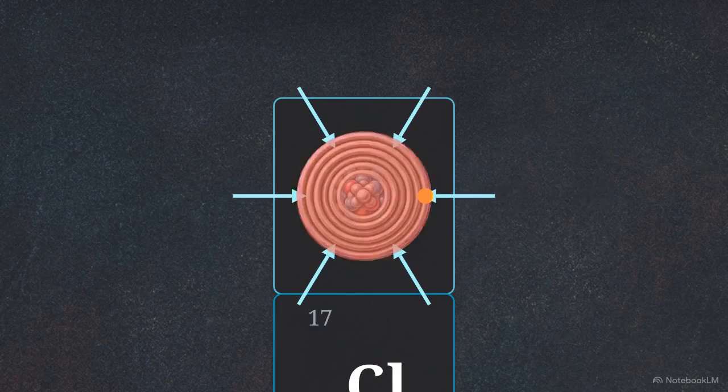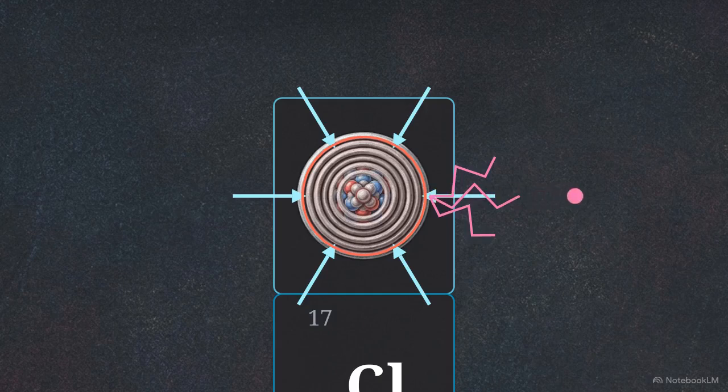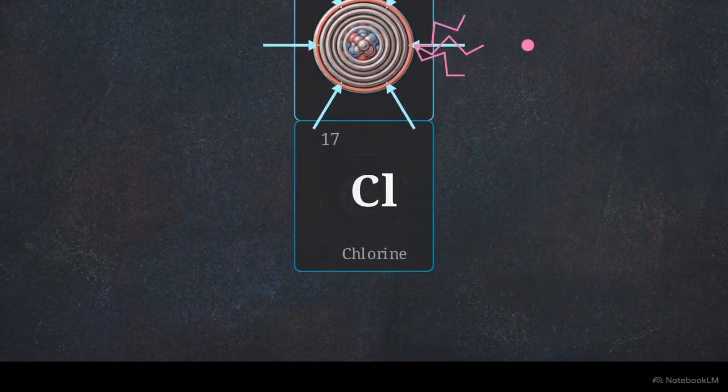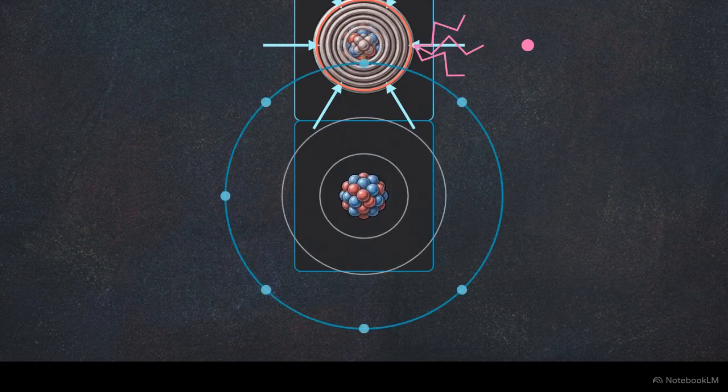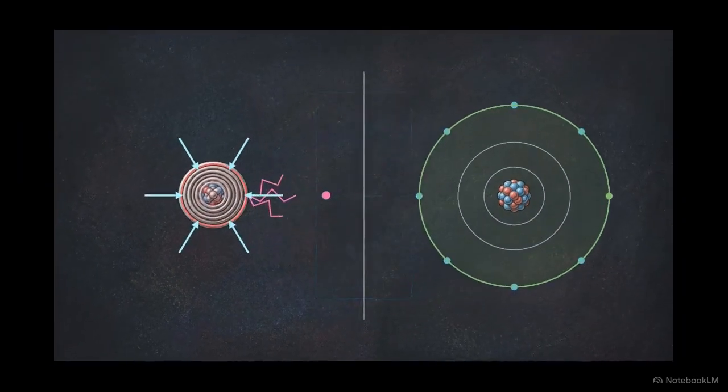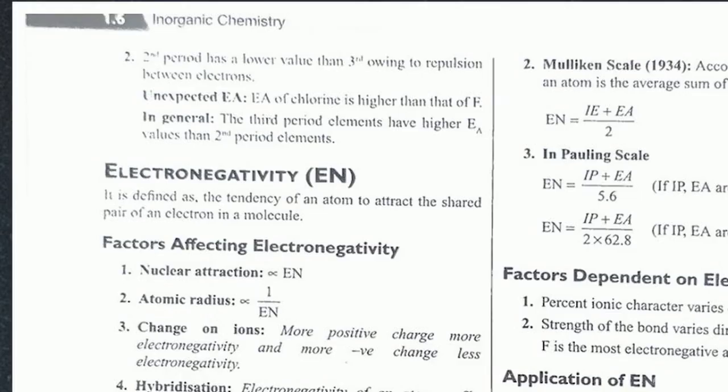But fluorine has a spatial problem. Its 2p shell is incredibly small. When you force a new electron into that tight space, the existing electrons actively repel it. Now look at chlorine, right below it in the third period. It has a much larger volume, allowing the incoming electron to settle in smoothly without that intense repulsion. Extreme compactness causes repulsion. Because of this spatial limit, the third period p-block elements actually release more energy than their second period counterparts. Let's test this logic with a challenge.